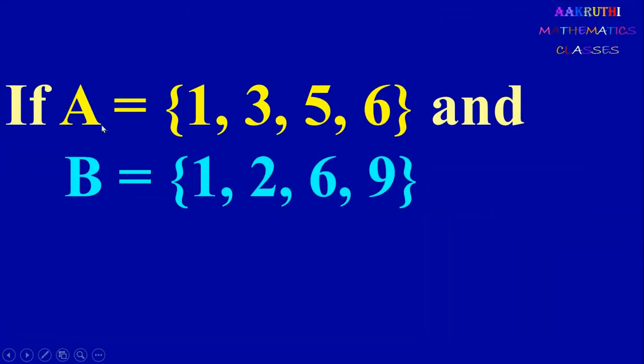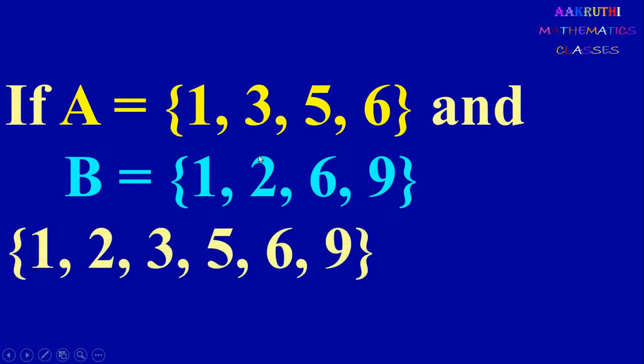Next, consider one set A equal to {1, 3, 5, 6} and B equal to {1, 2, 6, 9}. Now write all these elements together. We can write 1, 2, 3, 5, 6 and 9. So this is called the union of A and B, and it is denoted by A union B. This is the symbol for union. A union B is read as A union B.